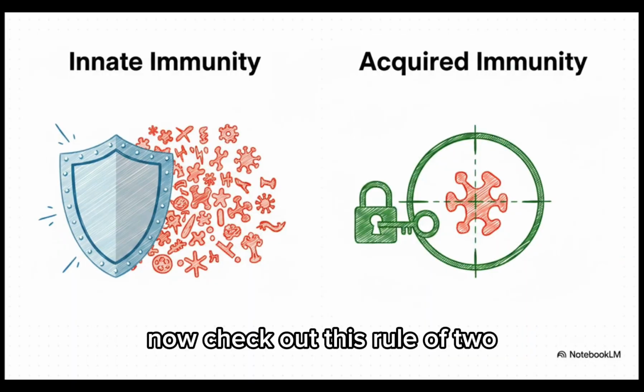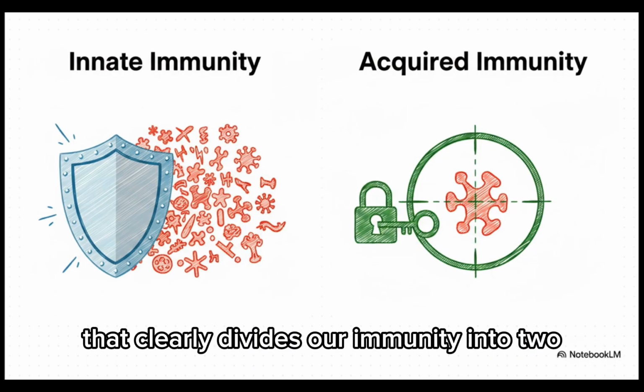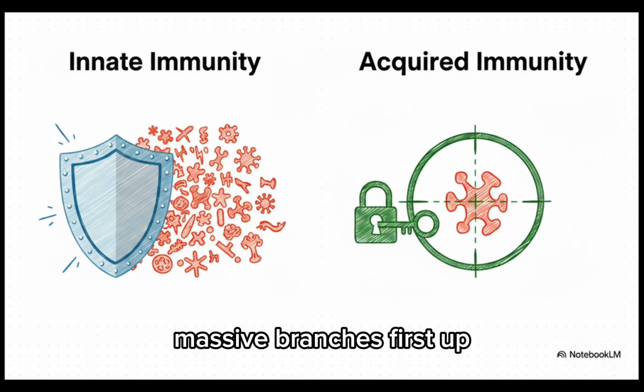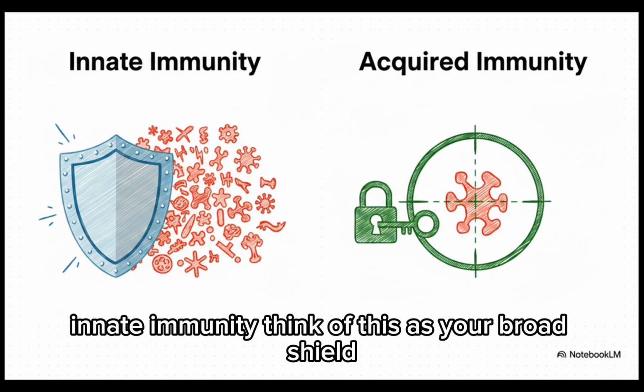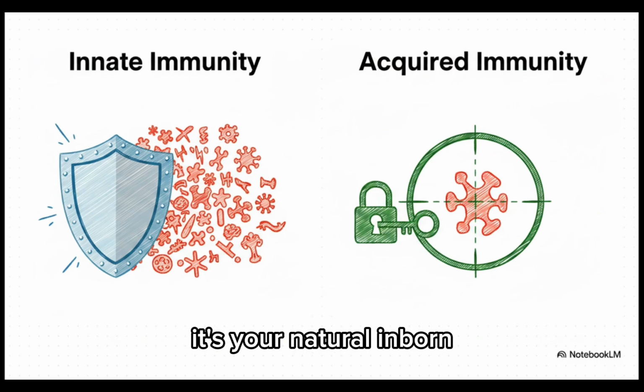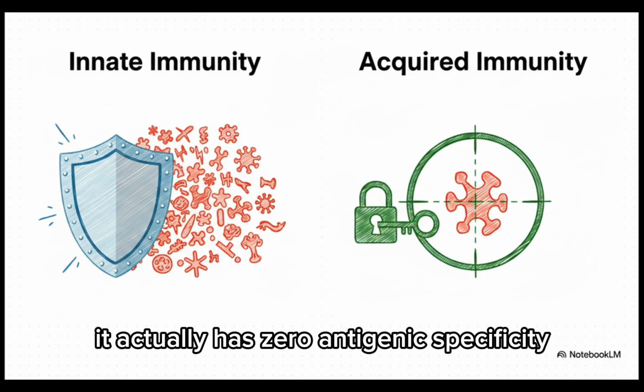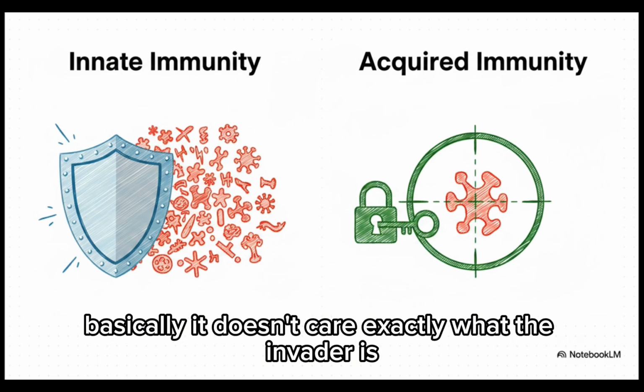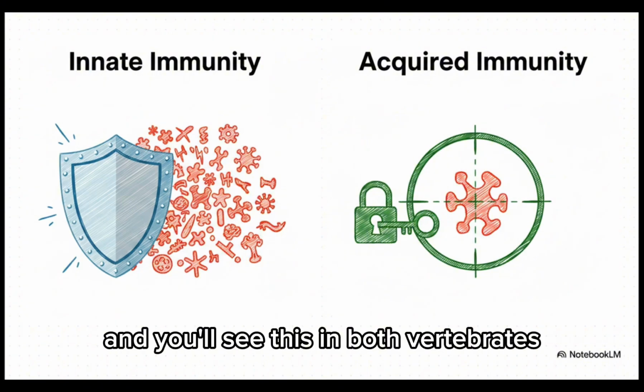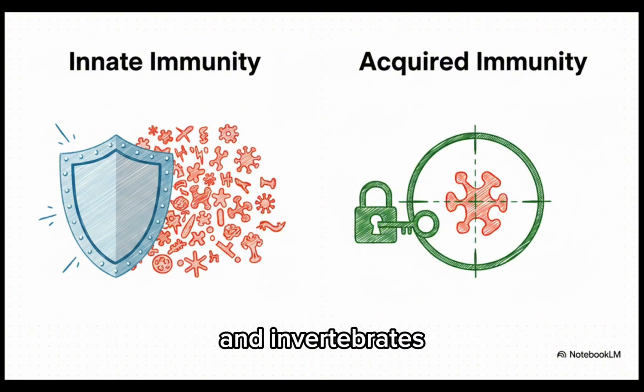Now, check out this rule of two that clearly divides our immunity into two massive branches. First up, innate immunity. Think of this as your broad shield. It's your natural, inborn, completely nonspecific first line of defense. It actually has zero antigenic specificity. Basically, it doesn't care exactly what the invader is, it just knows it doesn't belong there. And you'll see this in both vertebrates and invertebrates.